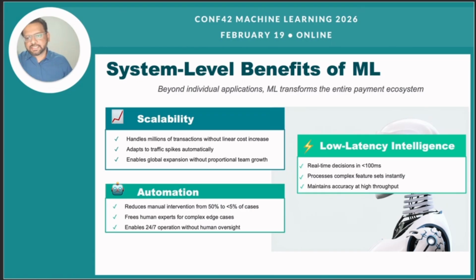Now, the third one I would say is low-latency intelligence. Machine learning enables real-time decision making in under 100 milliseconds, even when processing complex feature sets with hundreds of data points. The model maintains high accuracy and throughput, handling thousands of transactions per second without compromising decision quality. And that's the magic and power of machine learning in payment systems. This is critical in payment systems, where milliseconds really matter, because when you swipe a card at a merchant location, you want the transaction to happen quickly. Every millisecond of latency affects the customer experience and the conversion rates. Machine learning achieves this seamlessly, with sophisticated intelligence at internet speed.